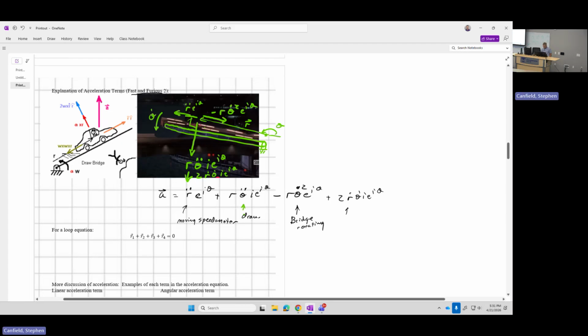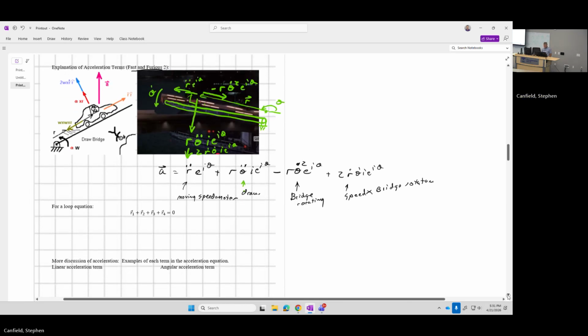And this is a combination of speed times bridge rotating. Okay, so I get all these terms. And then I just take the vector sum, add them up. That gives me the total acceleration. Voila, kind of magical, kind of neat.